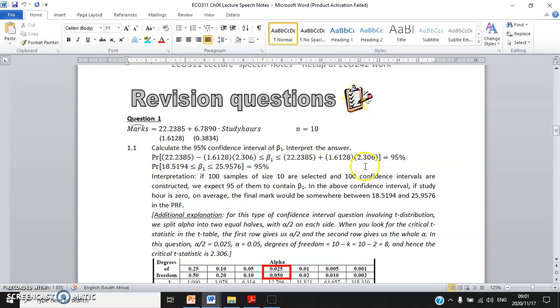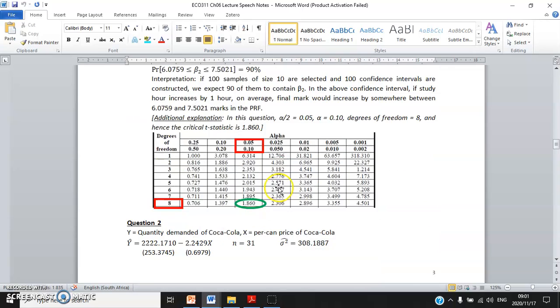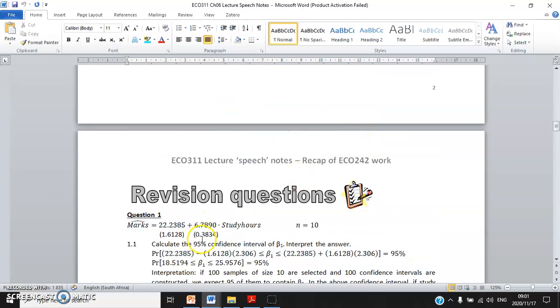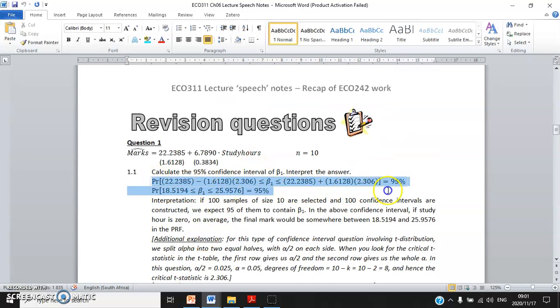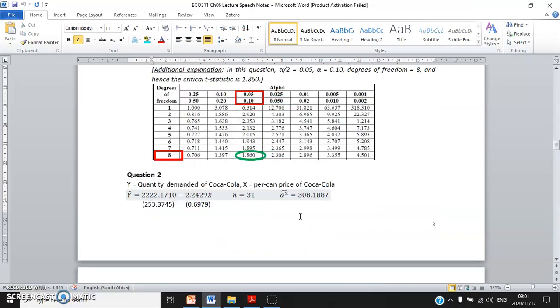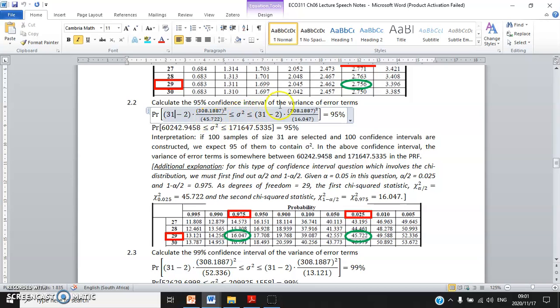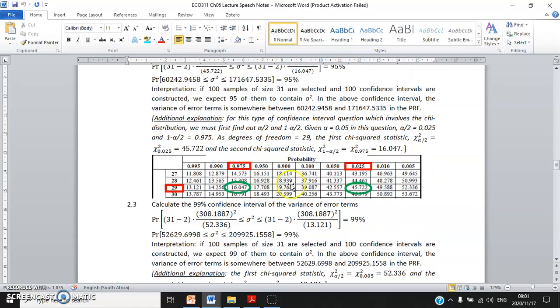just in case you totally forgot how to do these types of statistical analysis questions. For instance, confidence interval type questions on the PRF parameters. If you no longer remember the difference between SRF, sample regression function, and PRF, population regression function, I'm going to refresh your memory later. But in the study guide, you will see revision questions on confidence intervals. And then you would also see some questions on confidence intervals on the variance of error terms using the chi-square distribution. So please follow the explanation and use the correct distribution table.